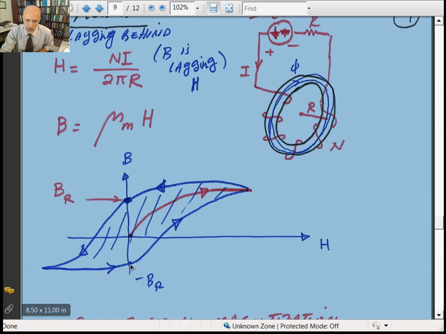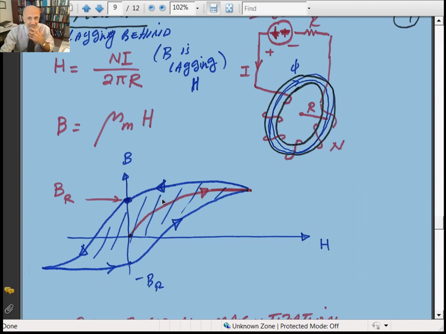It will go back to this loop when the current is down to zero again, the H is zero, but you still have residual magnetization at B minus B sub R. And if you keep increasing the voltage, it will go back up to the saturation again. This shaded area, or this area inside this, gives you the energy losses that you have to put in, or the energy that you locked in that you can never get back.